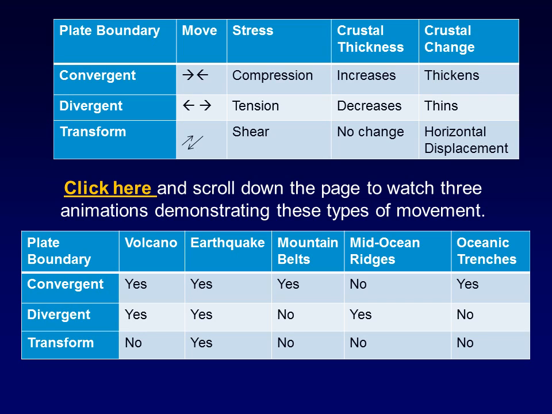Earthquakes. Yes, we've got huge plates moving apart, and we have magma working its way up to the surface. So we will find earthquakes. They're not going to be as strong as the other plate boundaries, but we still get earthquakes. We do not find mountain belts with divergent boundaries, but we do find mid-ocean ridges.